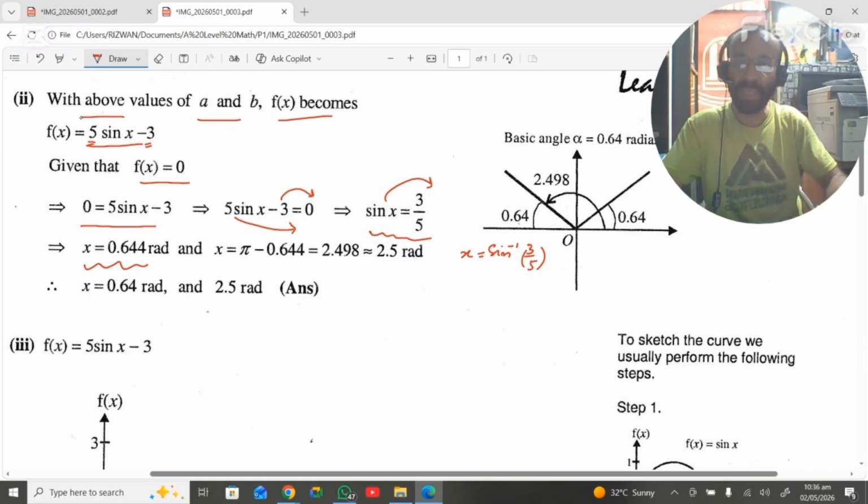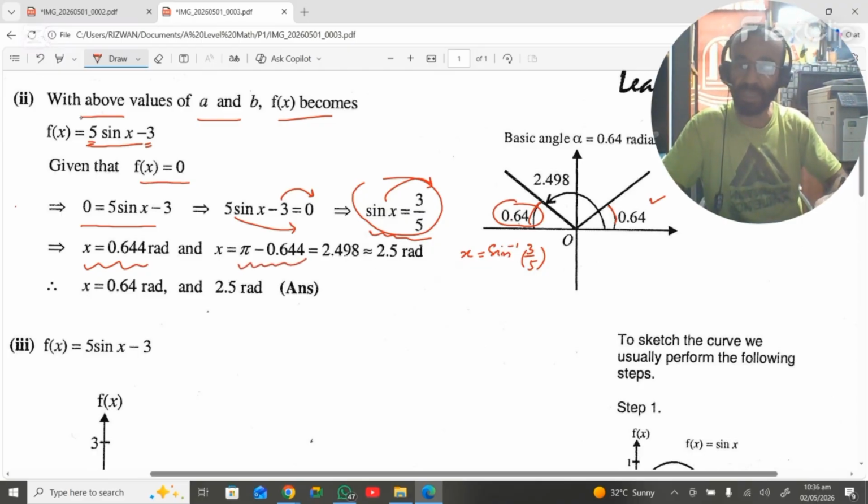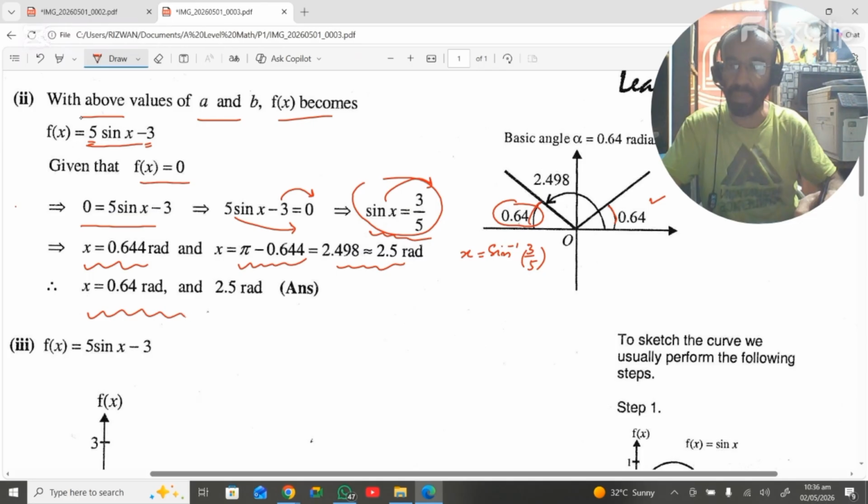And now because sine is positive in the two quadrants, the first and the second quadrant, here will be the basic angles. So this is 0.64 and this is 0.64. So the first angle will be 0.64 and the second angle will be this 0.64 subtracted from pi. So when you subtract 0.644 from pi, the second value will be 2.5. So here are the two answers of x, that is 0.64 radian and 2.5 radian.